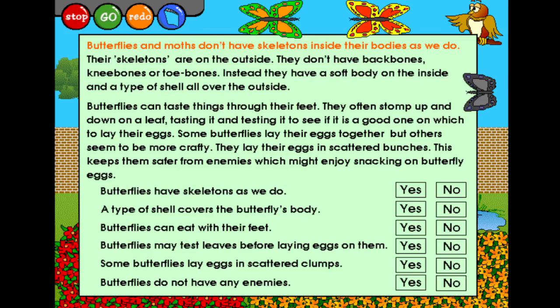Butterflies and moths don't have skeletons inside their bodies as we do. Their skeletons are on the outside. They don't have backbones, knee bones, or toe bones. Instead, they have a soft body on the inside and a type of shell all over the outside. Butterflies can taste things through their feet. They often stomp up and down on a leaf, tasting it and testing it to see if it is a good one on which to lay their eggs. Some butterflies lay their eggs together, but others seem to be more careful. They lay their eggs in scattered bunches. This keeps them safer from enemies which might enjoy snacking on butterfly eggs.